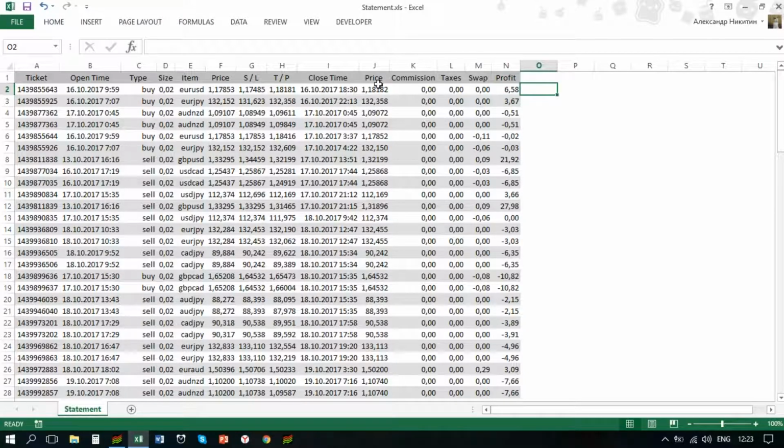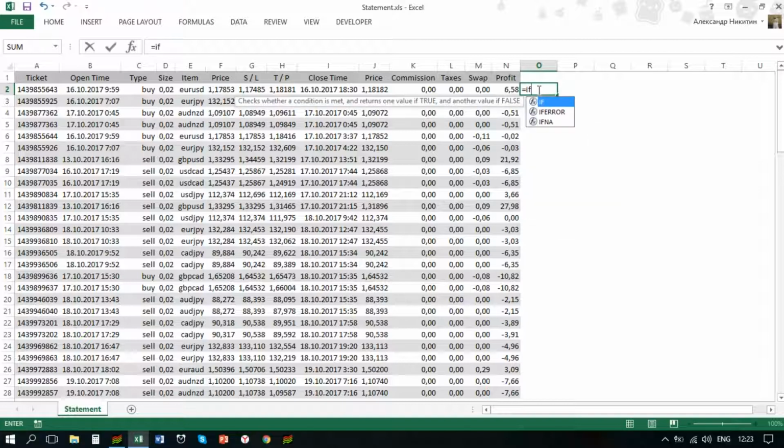What is actually that profit? Some amount of pips that I calculated multiplied by my position size. That's why we have it this way. Let's do the calculation. I have commissions, I have taxes, I have swaps, I have profits, but I don't have pips. How many pips did I generate on these trades? And to calculate that, I am going to type the formula.